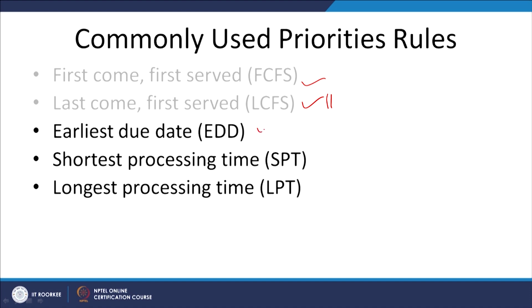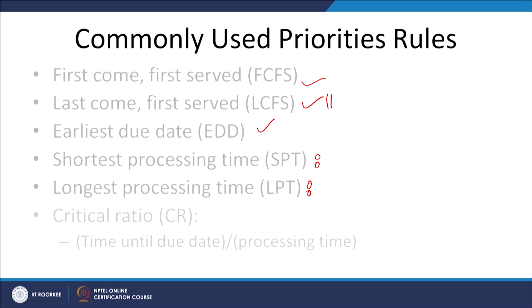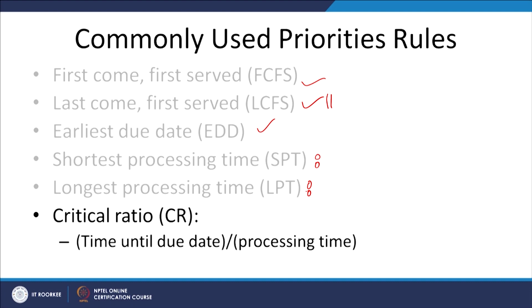Then the earliest due date: the order for which the due date is earliest is given the topmost priority. Then shortest processing time: the job which needs the minimum time for completion is given the top priority. Then the longest processing time: the job which needs maximum time is given the top priority. And then there is the critical ratio. Here, the ratio of the time for the due date and the processing time indicates the critical ratio.